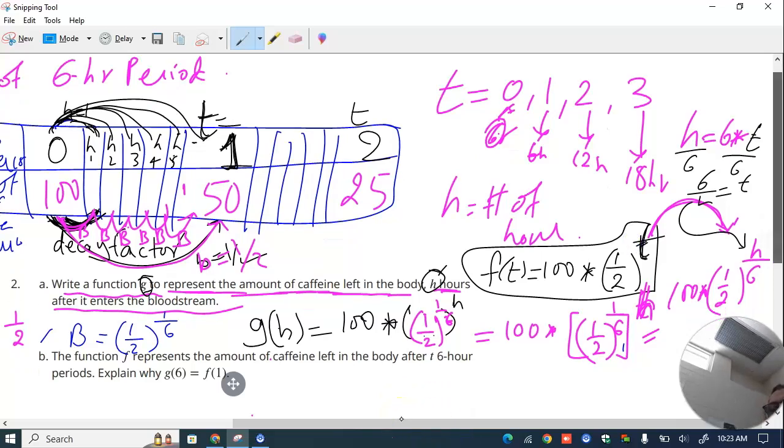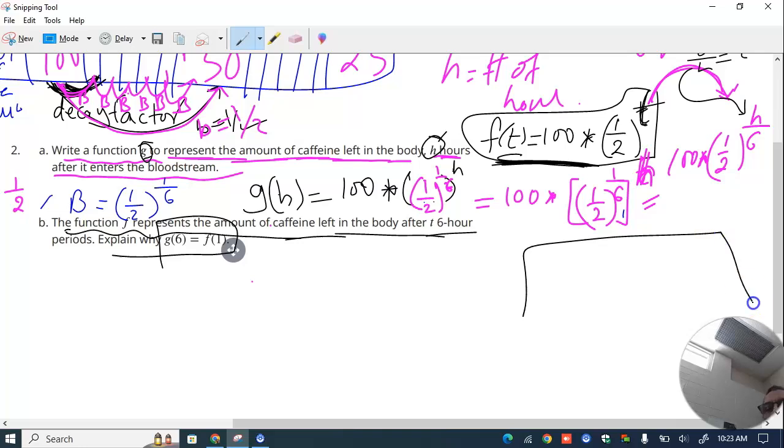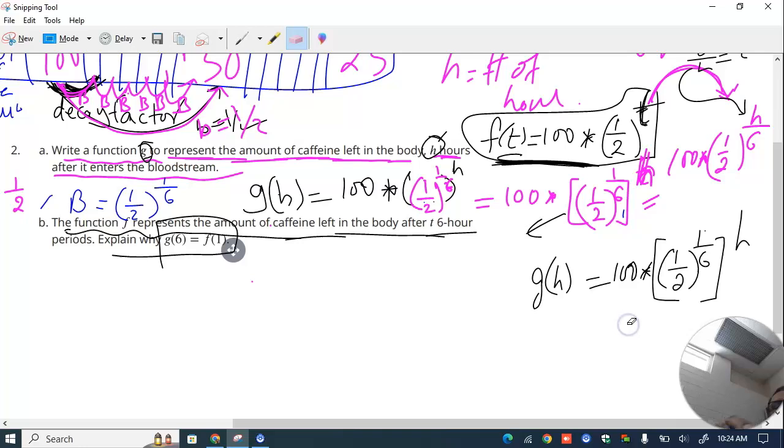That's the understanding. Now the last question is: the function f represents the amount of caffeine left in t 6-hour periods. Explain why. You have these two equations right here. This is the first one, and the other one is g of h, which is 100 times half raised to 1/6, raised to the power h. So this is g of h.